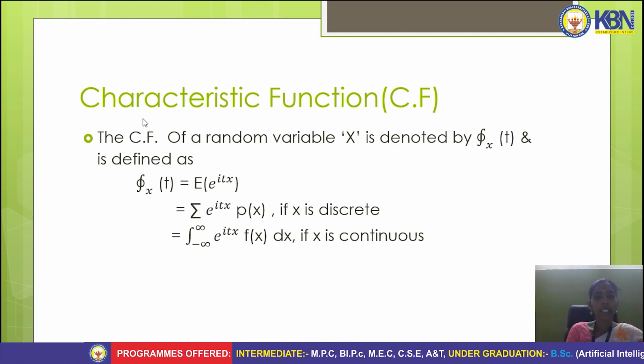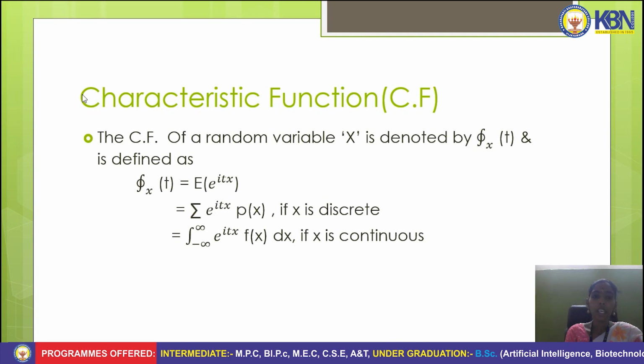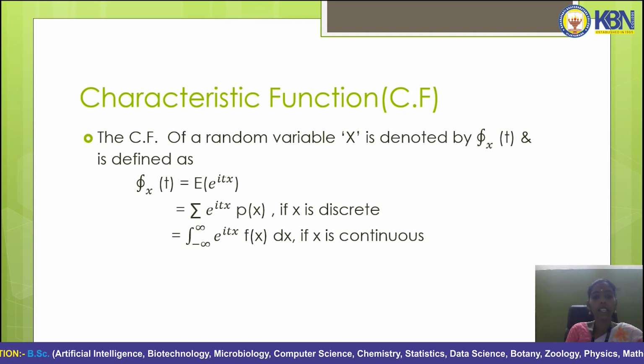So the next generating function is the characteristic function. The CF of a random variable X is denoted by phi_X(t) and is defined as phi_X(t) equals expectation of e power itX. This can be defined as summation e power itx into p of x if X is a discrete random variable, and integral from minus infinity to plus infinity of e power itx f of x dx if X is a continuous random variable.